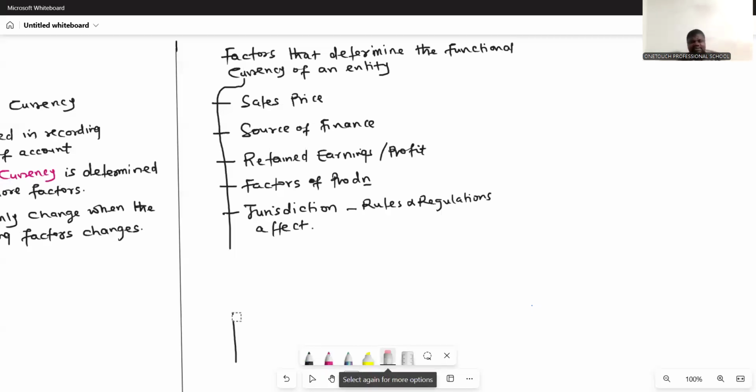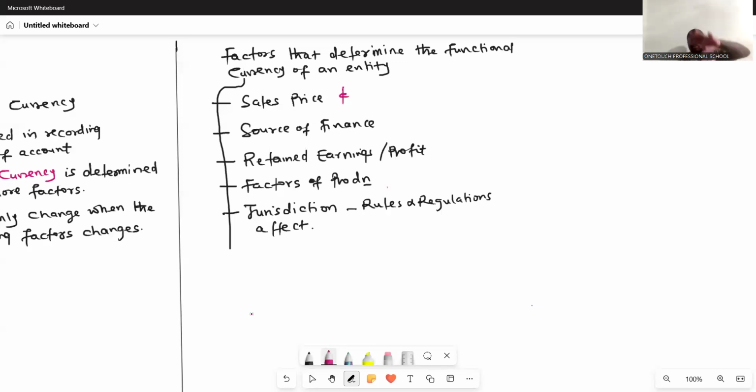So we ask the question, sales price is in which currency? Assuming this one is in dollars, this one is in dollars, this one is in cedis, this one is in cedis, this one is in dollars. Then we say that the dollar is your functional currency. Did you get it? But others say that the functional currency is the same as the local currency because if you are in Ghana, the laws of the country may force you to price the product in the local currency. Is that not it? Friends, is that not it? So that Ghana cedis will prevail here.